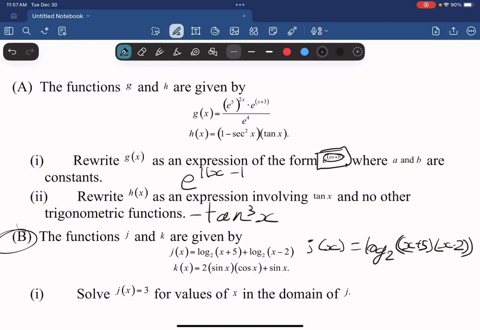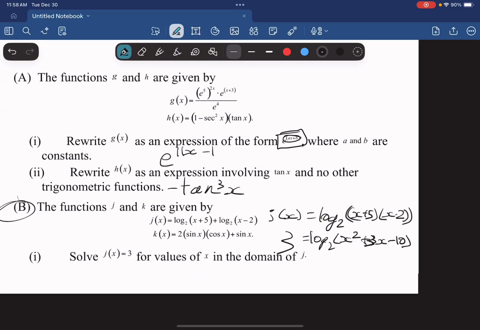And it's pretty simple, so we'll just simplify the inside. j of x equals log base 2 of, when you multiply that, that's x squared plus 3x. Oh man, I'm rusty. x squared plus 3x minus 10, right? And from there, hold on. Once we get that, we can change j of x to 3.